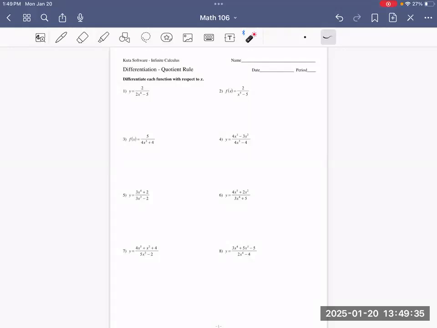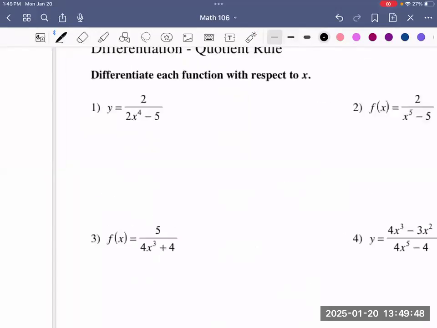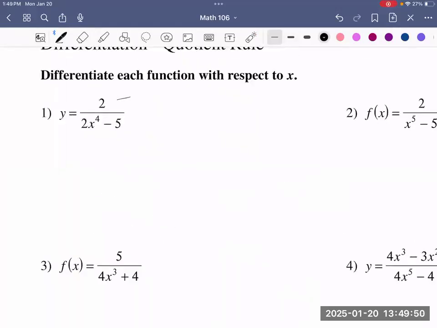Welcome to Math 106. We are going to be working on our quotient rule today. So we are just going to be pausing the video and trying to work out our quotient rule as seen in our last lecture. Now to start, our above functions is going to be called f of x, and your below is called your g of x.